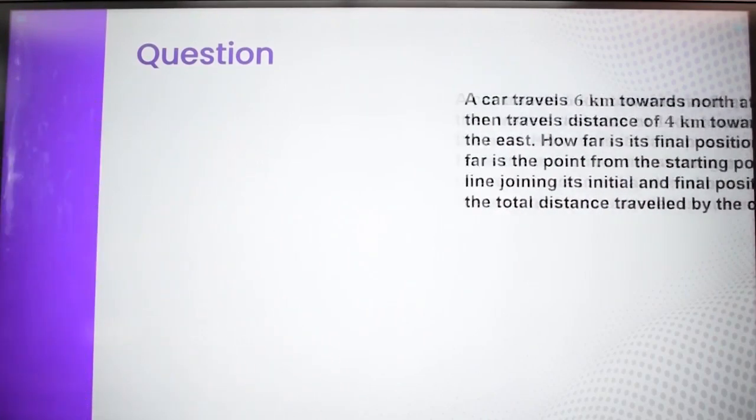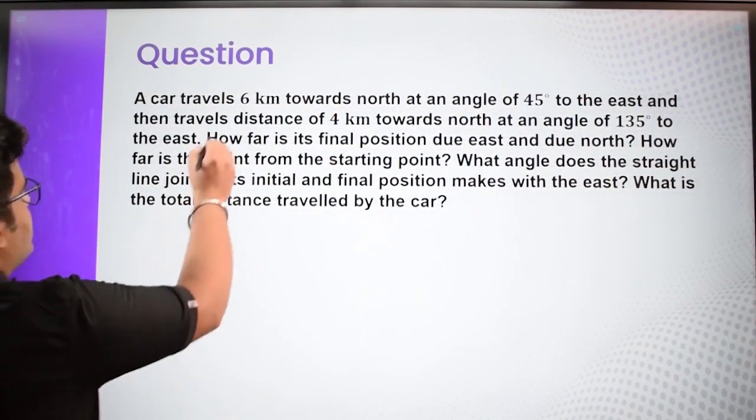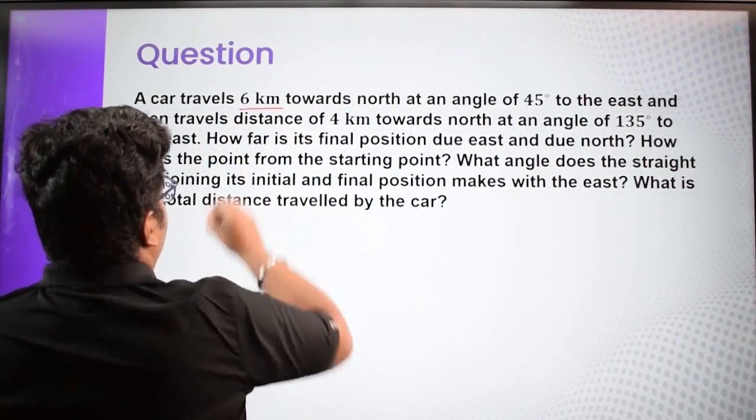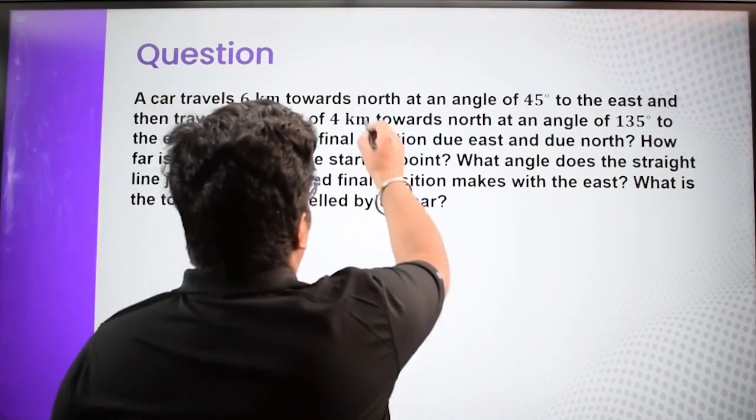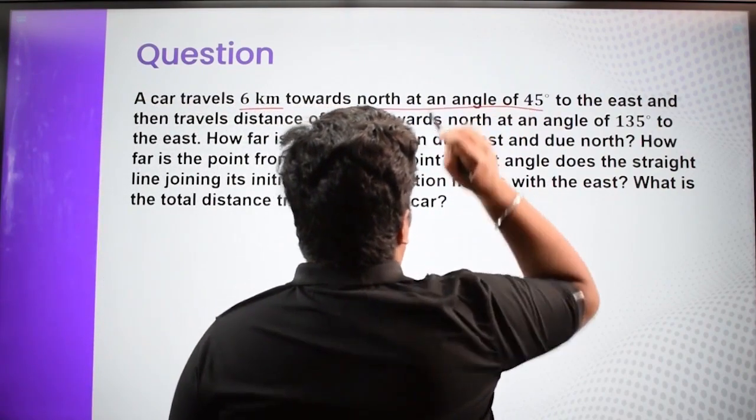Hello students, we are going to see the question that is based on your resolution of vectors. Now what we are given, that there is a car which travels a distance of 6 km. That is given to us that there is a car which travels 6 km towards the north at an angle of 45 degree, right?